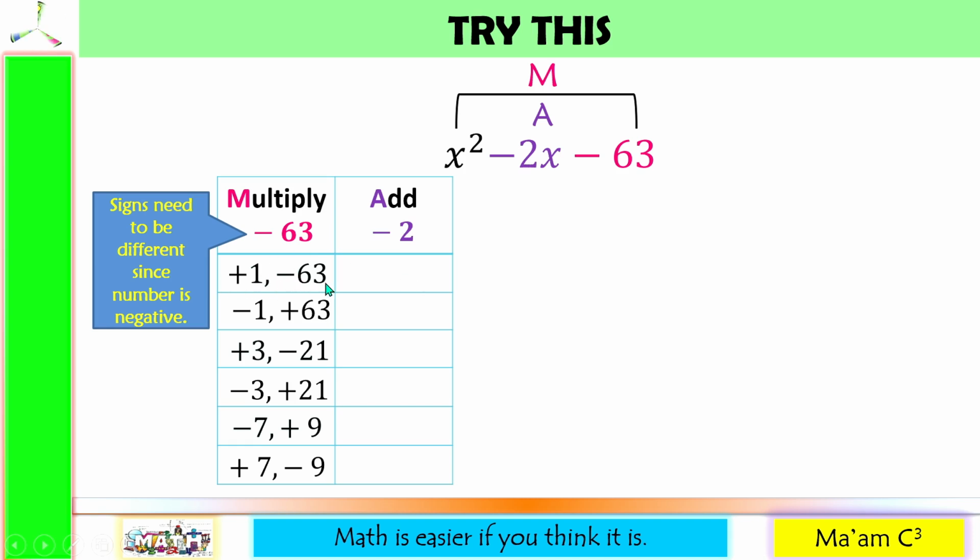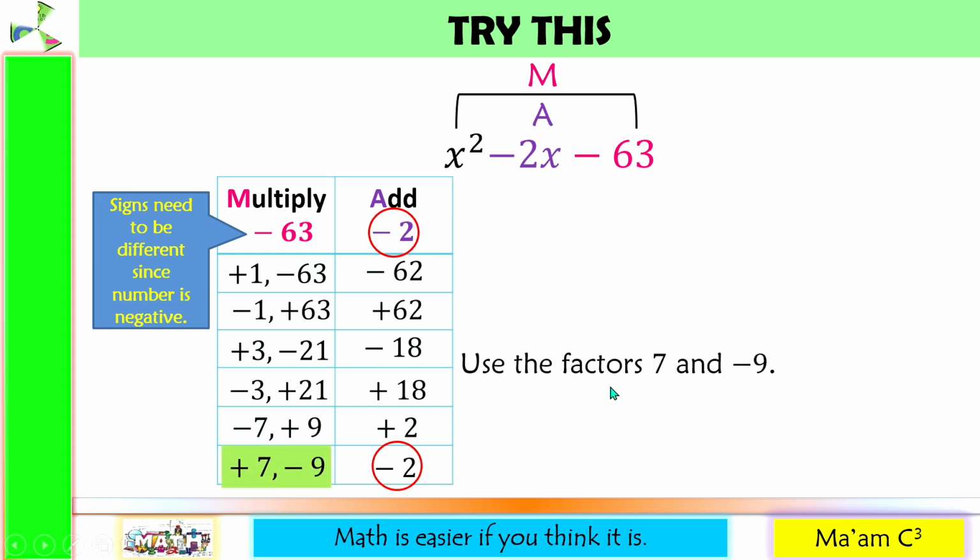1 plus negative 63 is negative 62. Negative 1 plus 63 is positive 62. 3 plus negative 21 is negative 18. Negative 3 plus 21 is positive 18. Negative 7 plus 9 is positive 2. Positive 7 plus negative 9 is negative 2. Of course, I'm going to choose this one, the same as my middle term. So the factors that I'm going to use are positive 7 and negative 9.